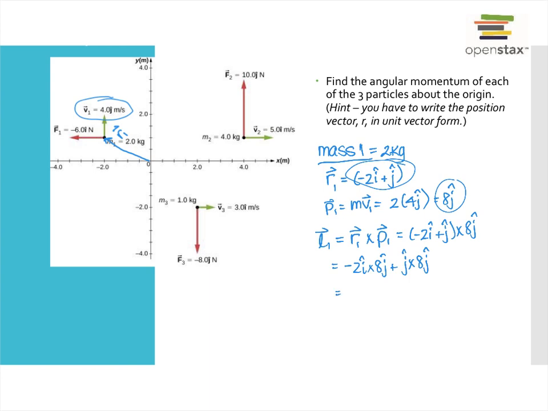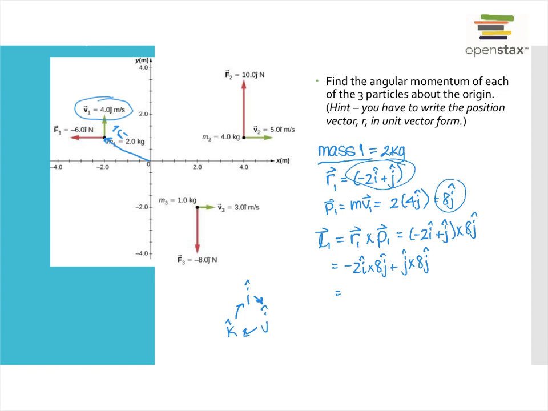Now, this is where we can remember our little handy dandy. How do we do cross products of unit vectors? Remember, if we go around clockwise to do it, we get the next unit vector. And if we have to go backwards, we get the next vector that's counterclockwise, but we have a negative.